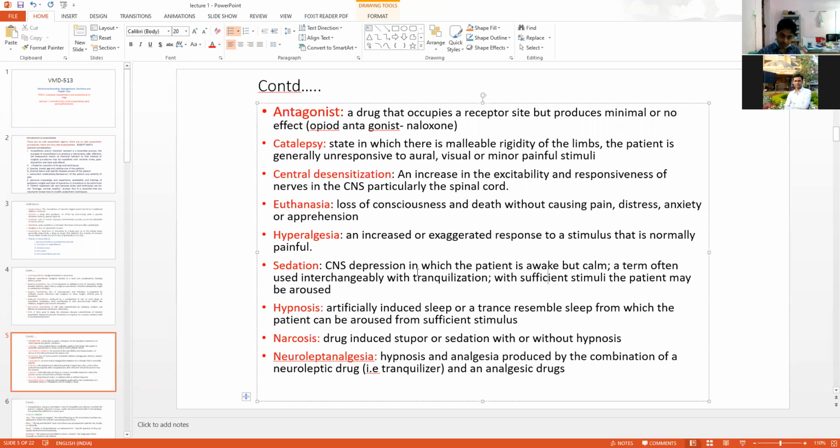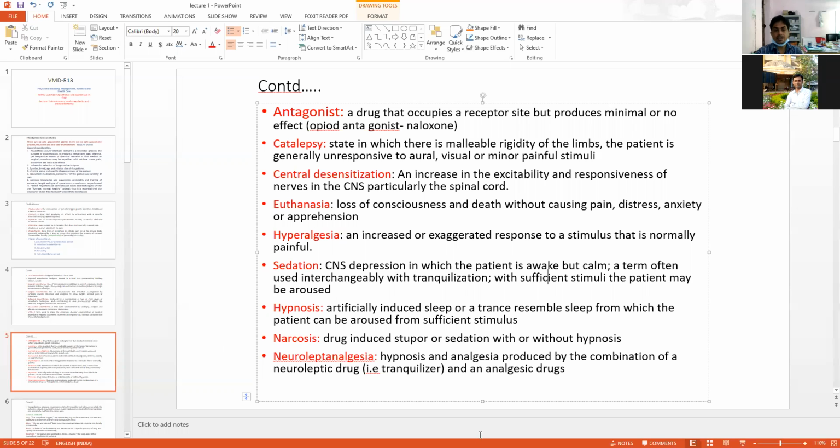Now the next one is hypnosis. This is artificially induced sleep or trance-resembling sleep from which the patient can be aroused with sufficient stimulus, just like tranquilization. Narcosis is drug-induced stupor or sedation with or without hypnosis. It means it includes hypnosis or is without hypnosis. So the definition is very important.